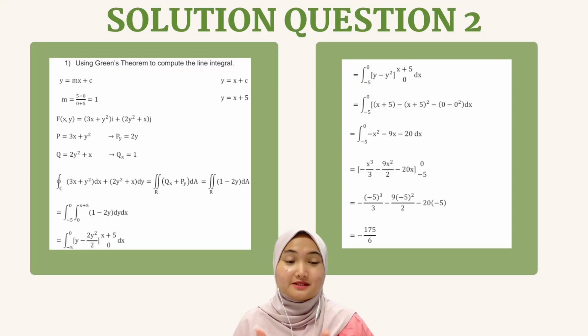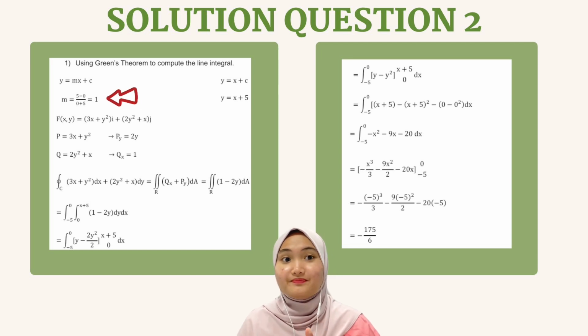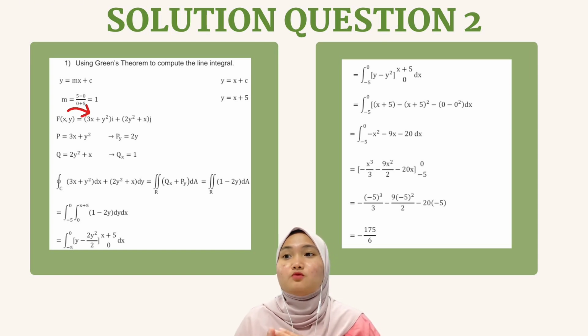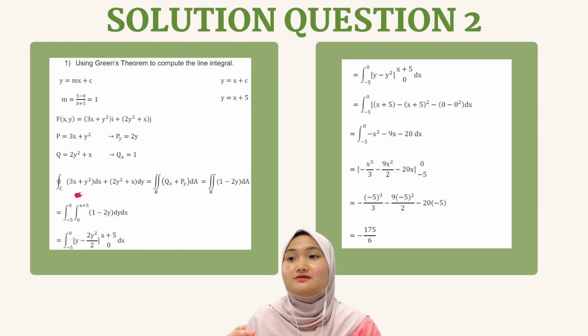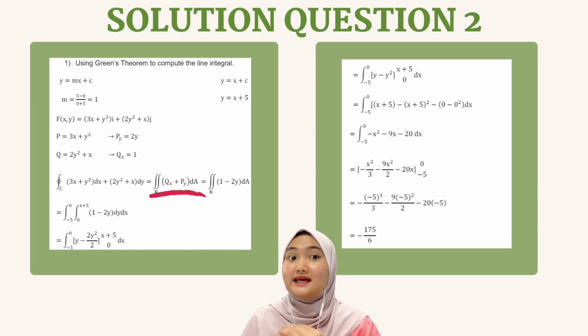For the solution to question number 2, we use Green's theorem to compute the line integral. So first we must find the partial derivatives from the equation. P is 3x plus y squared and Q is 2y squared plus x. For P we differentiate with respect to y, so we get 2y, and for Q we differentiate with respect to x, so we get 1. After that, we substitute into the formula of Green's theorem: the double integral of (dQ/dx minus dP/dy) dA. So the double integral of (1 minus 2y) dA.